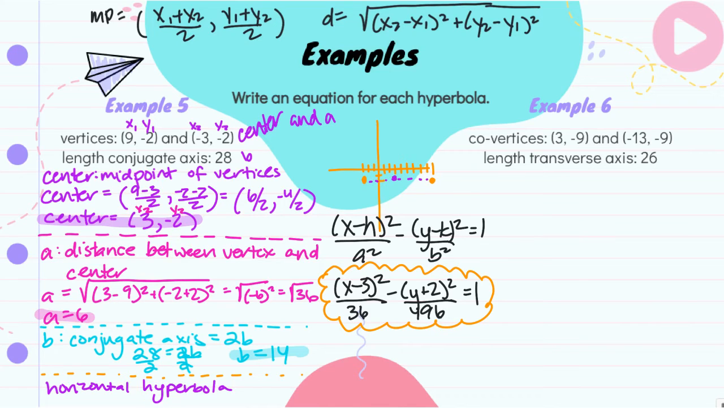So let's go ahead and do example 6. So in example 6, instead of starting with vertices, we start with covertices. But we can still find the center by finding their midpoint. So we're going to look for the center first. We know that the center is going to be the midpoint of these covertices, which is 3 minus 13 over 2, negative 9 minus 9 over 2. And that's going to reduce to be negative 5, negative 9.